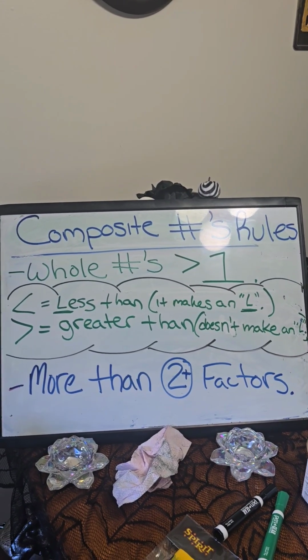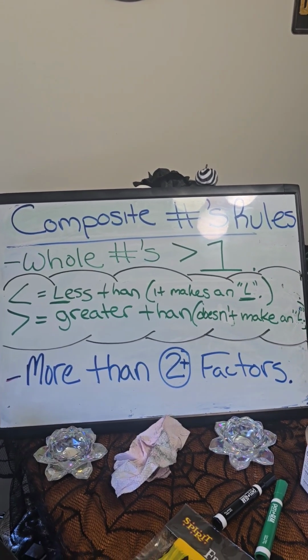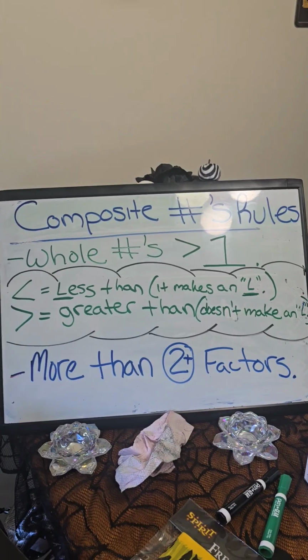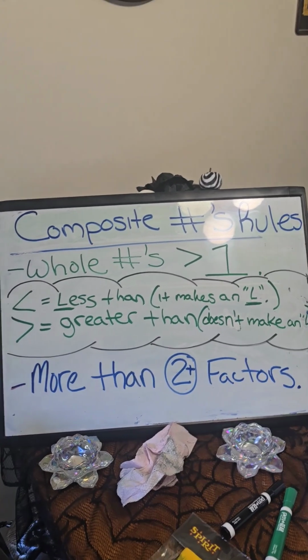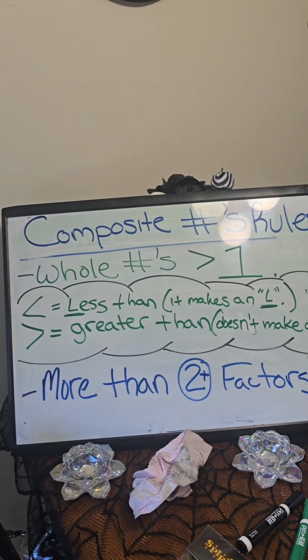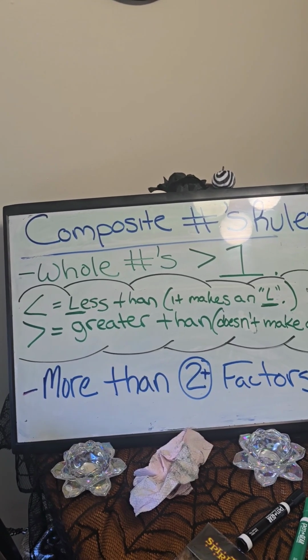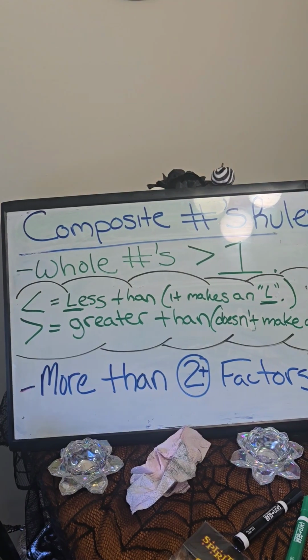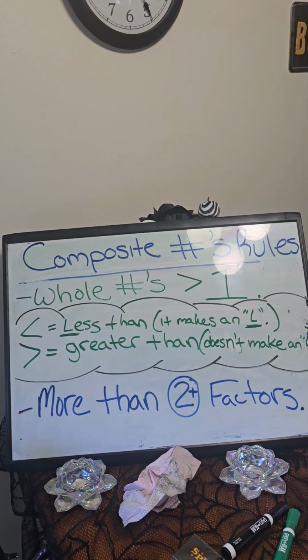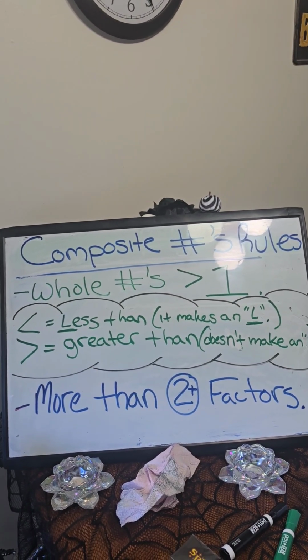Composite number rules. Whole numbers, just like prime, whole numbers that are greater than 1. Now I have a little side note here. L makes less than, it makes an L. That's how you know when it's less than. If it's backwards, so it doesn't make an L, that's how you know it's greater than.